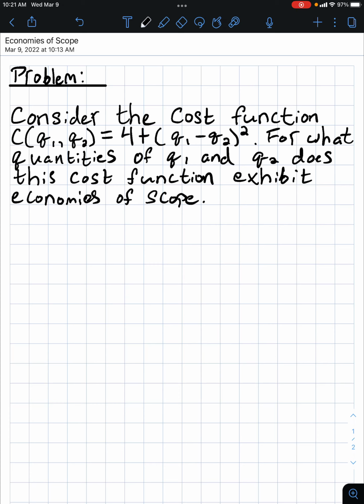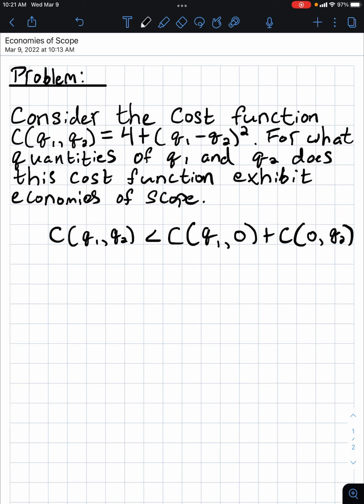The condition we're looking for is where the cost of (Q1, Q2) is less than the cost of (Q1, 0) plus the cost of (0, Q2). If this condition is met, the cost function exhibits economies of scope. So what does this mean in our problem? Well, what's our cost function?